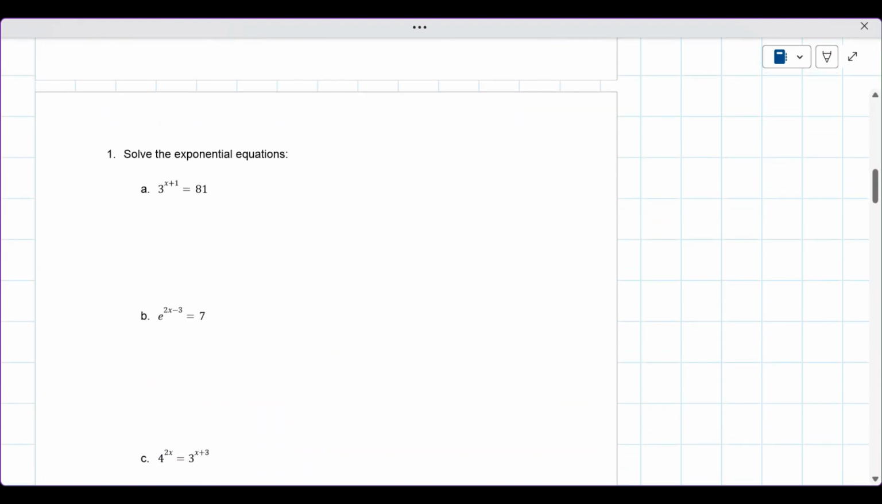Let's look at question number 1. Solve the exponential equations. When you want to solve exponential equations, the first thing we need to do is undo the exponents. How do we undo the exponents? We undo the exponents by taking a logarithm on both sides. So the first thing that I would do is to log both sides. And because there's a base of 3 on the left-hand side, I'm going to do log base 3 on both sides.